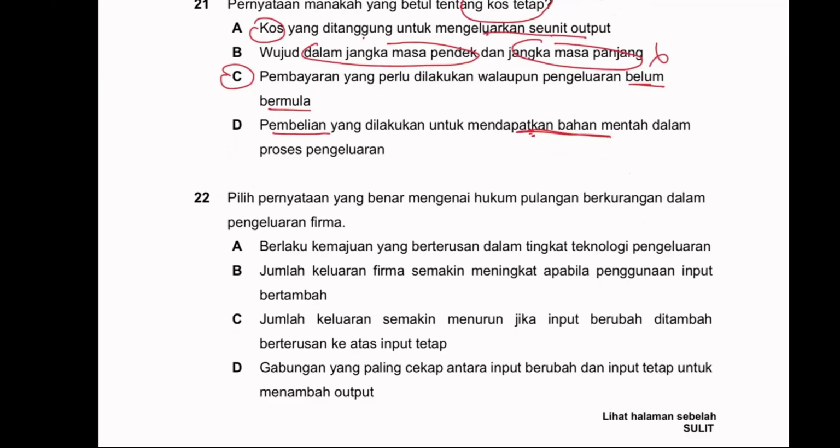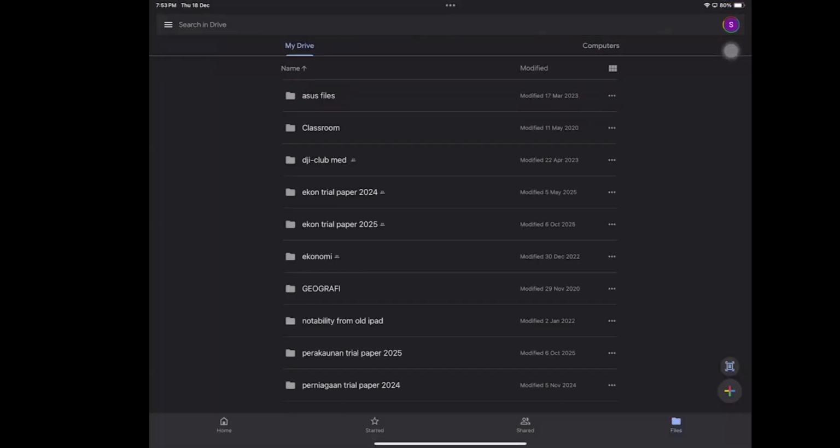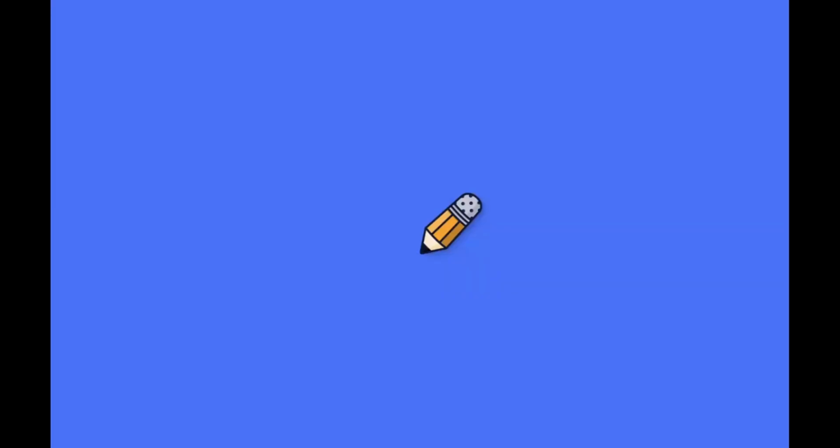Pilih penyata yang benar mengenai hukum pulangan berkurangan. Now, this is a term that happened in the, remember your table? The one that you calculate your input. Okay, no. Alright. Give me a second, let me show you. I hope I have it with me. We did it before in the normal class. Let me show you where.